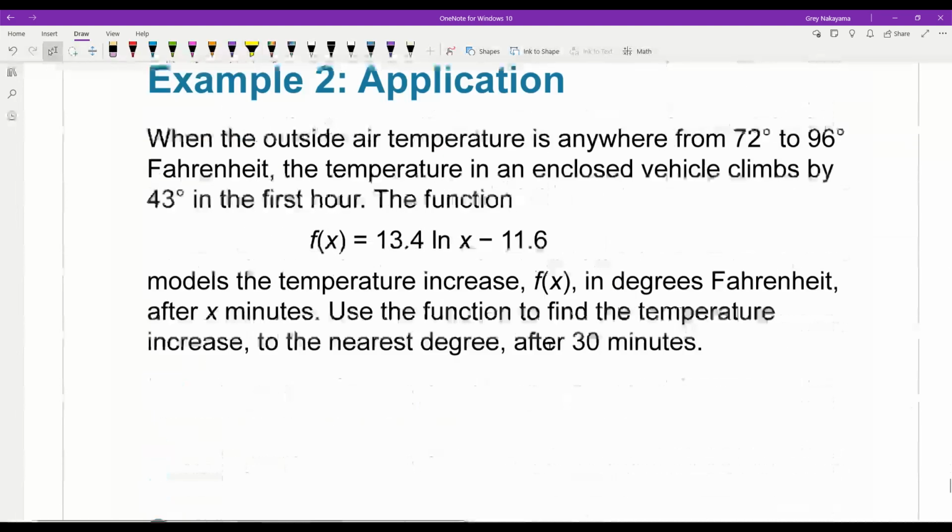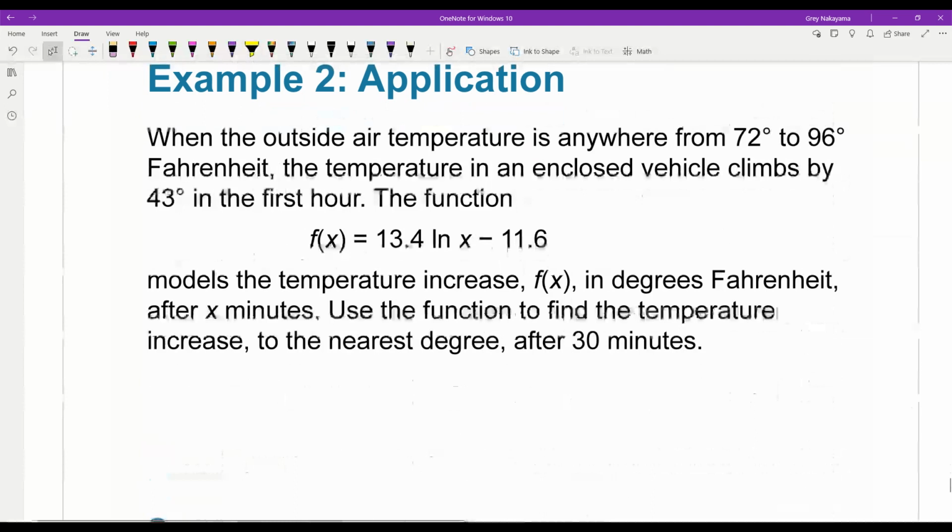All right, last problem. When the outside air temperature is anywhere from 72 degrees to 96 degrees Fahrenheit, the temperature in an enclosed vehicle climbs by 43 degrees in the first hour. The function below models the temperature increase f of x in degrees after x minutes. Use the function to find the temperature. So I'm looking for y, f of x, after 30 minutes, which means that x equals 30.